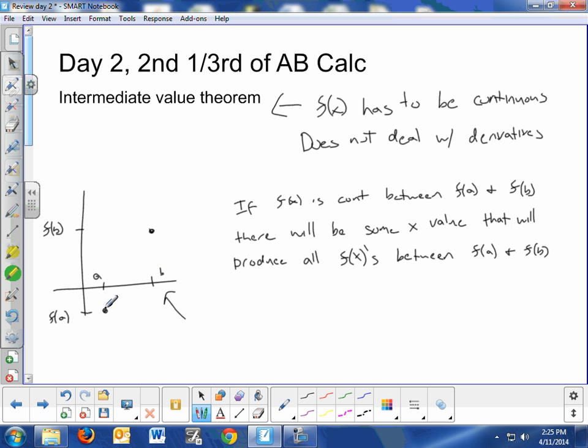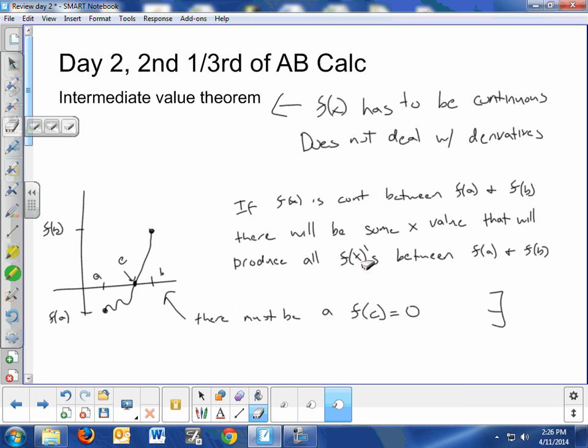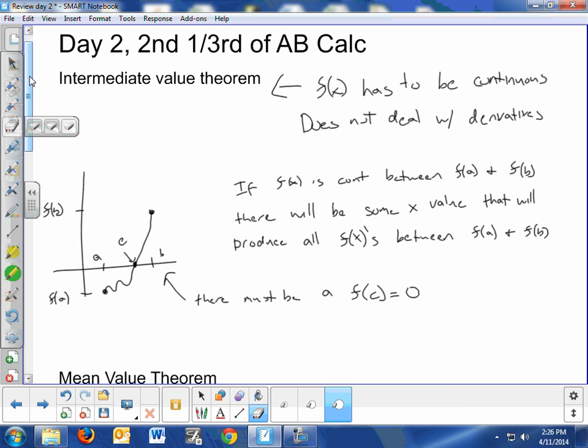Yes, because f of A is below the x-axis, which means it's negative. F of B is positive. No matter how I draw this graph, since we're continuous, there will be some location, some x value, say the x value c, where f of c is 0. This was there exists, backwards uppercase E. Okay, so that's the intermediate value theorem. It helps us ensure that there is a 0 somewhere.